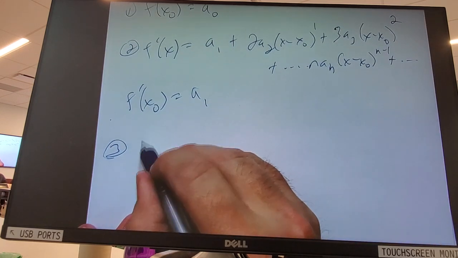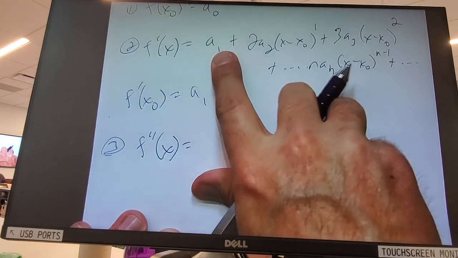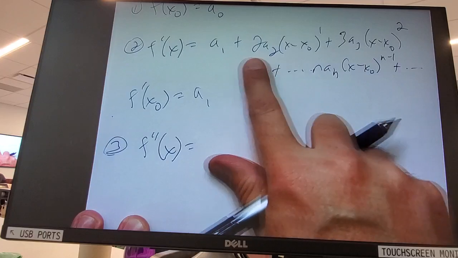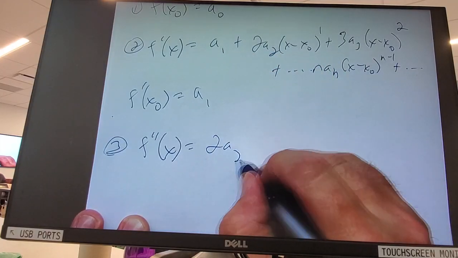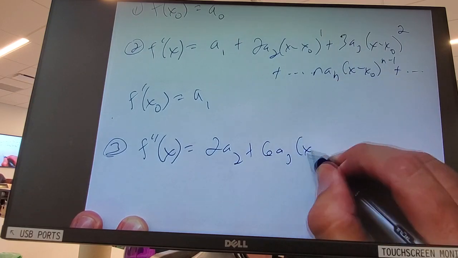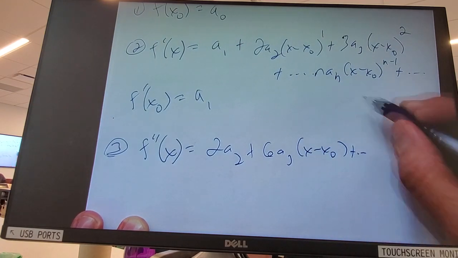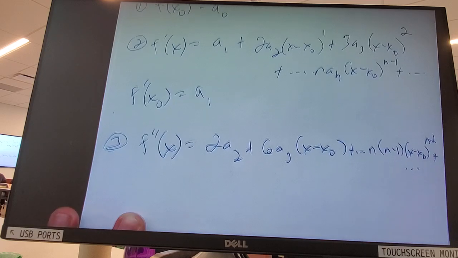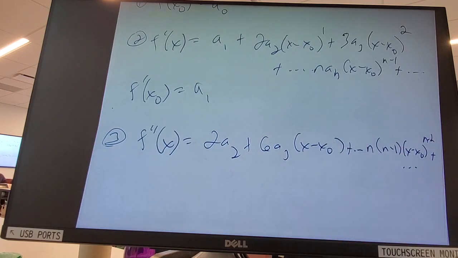All right, so let's see. F double prime. What happens to him? Dies. He's dead. What happens to this one? 2a2, plus what happens to this one? 6a3, and then one of these are left, yes? And then I'll do this one again, n times n minus 1, x minus x naught to the n minus 2, dot dot dot, forever, yes? So I'm just keeping track of the nth term. Why am I doing that? So I have a chance to see what the pattern is.